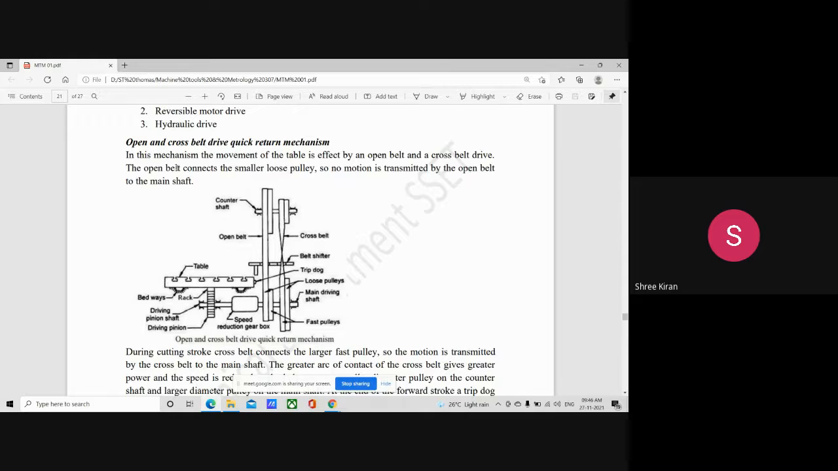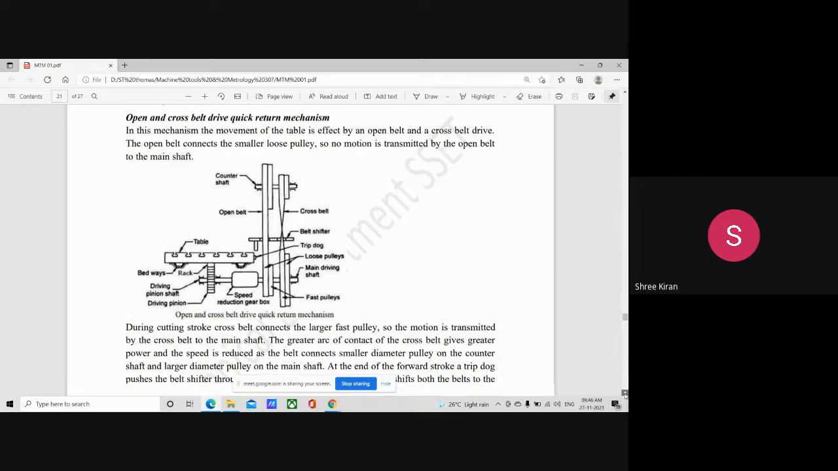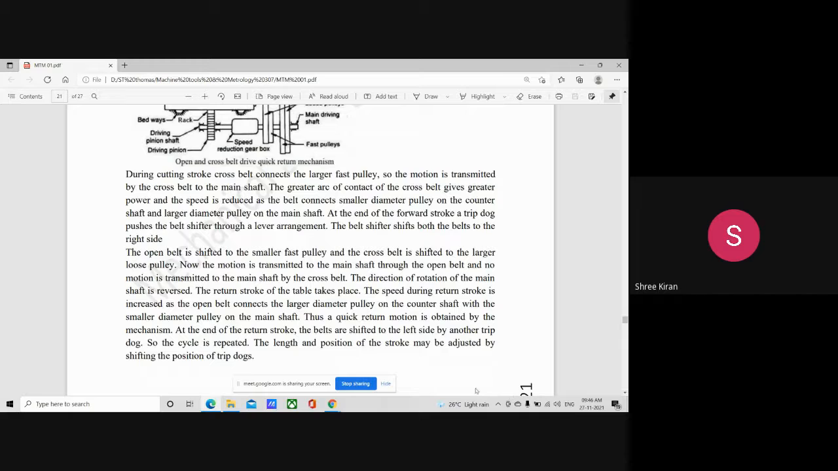The movement of the table is always effected by an open belt and a cross belt drive. But the open belt always connects the smaller loose pulley. Here the main thing is that no motion is transmitted by the open belt to the main shaft.